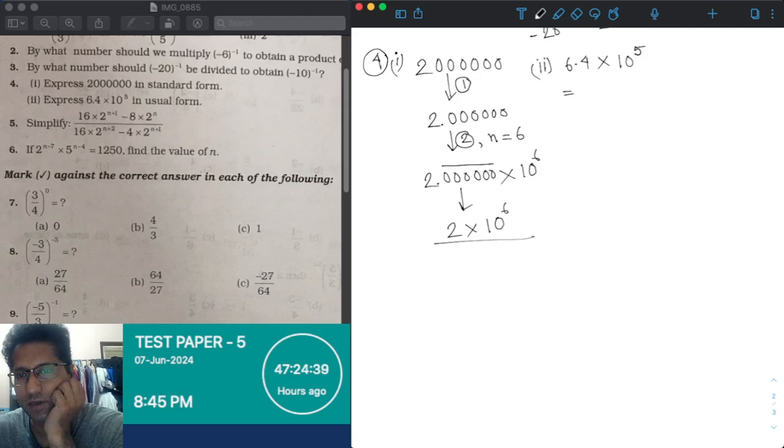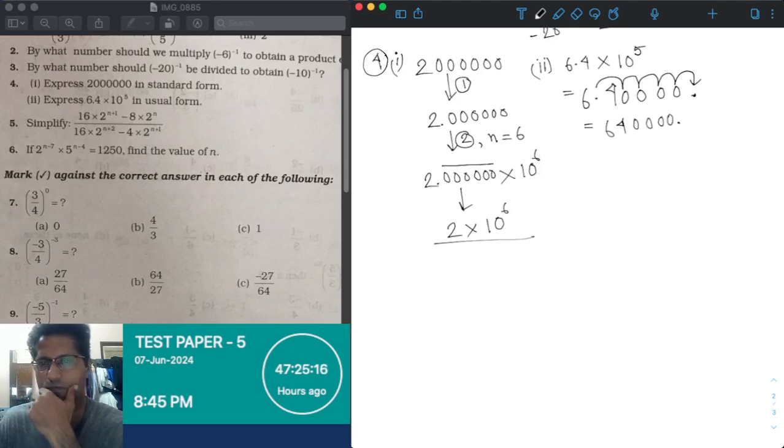So basically this is the number, and we have to make 5 jumps because it is 10 to the power 5. So we have to make 5 jumps. 1, 2, 3, 4, 5, and the last jump will be the position of the decimal point. And in between, if you don't have any digits, you just put 0 here, 0 here, 0 here, 0 here. So this becomes 6, 4, 0, 0, 0, 0 point.